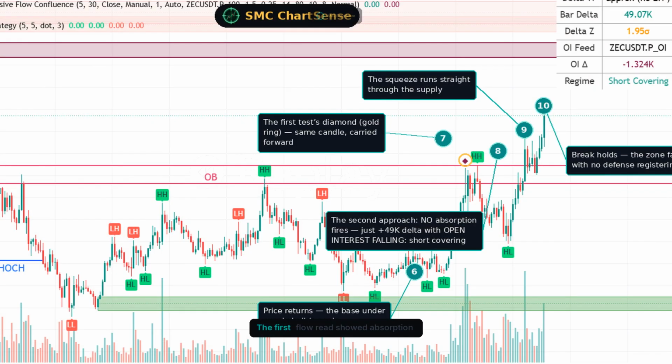The first flow read showed absorption defending a floor. This chart shows the outcome that lesson warned about. Absorption that fails. A bearish order block absorbs its first test perfectly, longs liquidating away from the zone. Then, on the second approach, no absorption registers at all, and a short covering squeeze runs straight through the supply. The difference is written in the open interest.